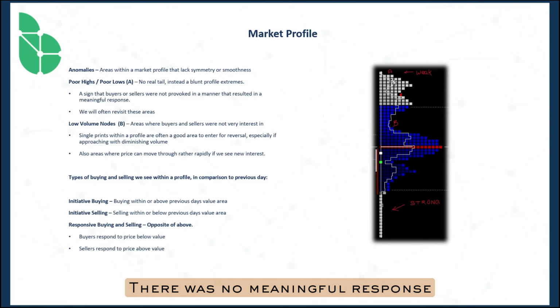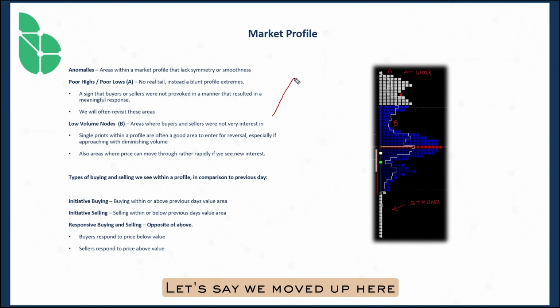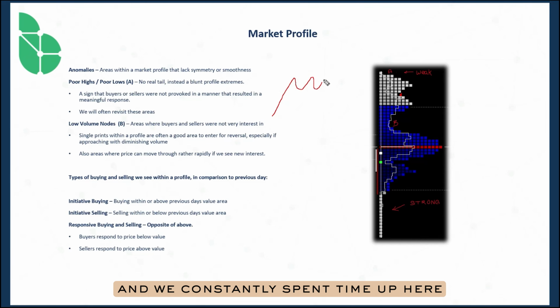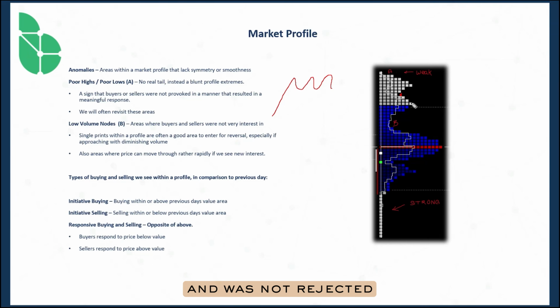There was no meaningful response. In this case, the market auctioned upward and was not rejected. I'm just drawing you a picture of how this might look on a candle chart. So we moved upward, let's say we moved up here, and we constantly spent time up here, and we closed up here. There was no real rejection up here. The market was able to hover up here and was not rejected.